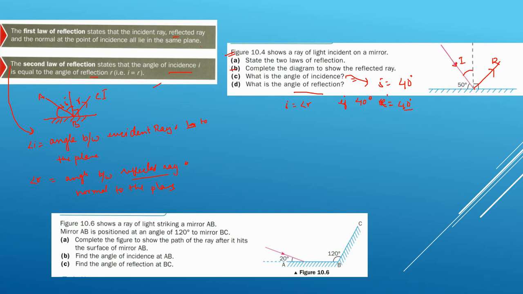So this is again, as you can see in the diagram, a light ray incident on plane AB and there is another mirror BC. So complete the figure to show the path of the ray after it hits the surface of mirror AB. Since it is hitting the mirror, it is going to reflect and fall on BC and again go back. So just follow the ray diagram. Now we have to make a perpendicular, which is at 90 degrees to this plane. So find the angle of incidence at AB. If this is AB, the angle of incidence will be this, it means it should be 70 degrees. Angle of reflection at the BC plane, it means at this plane.